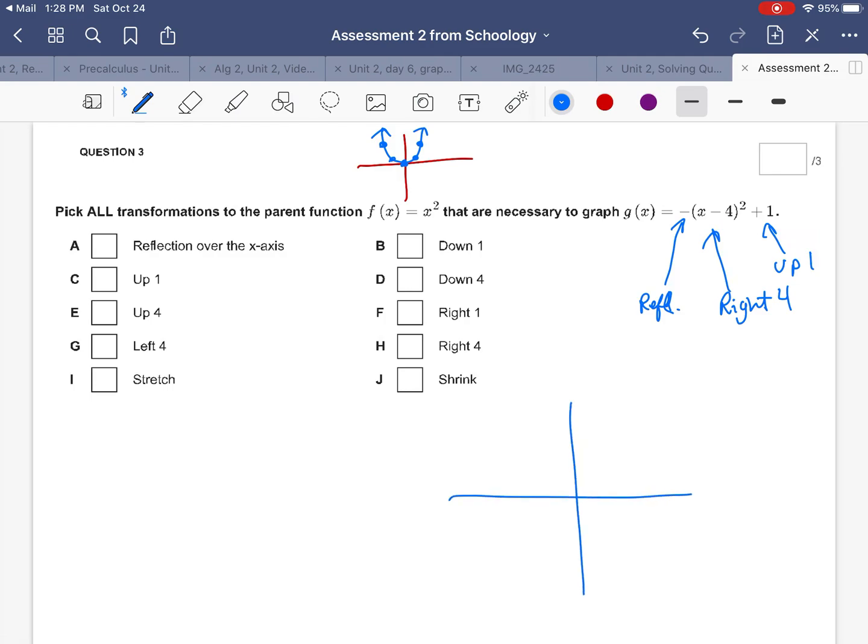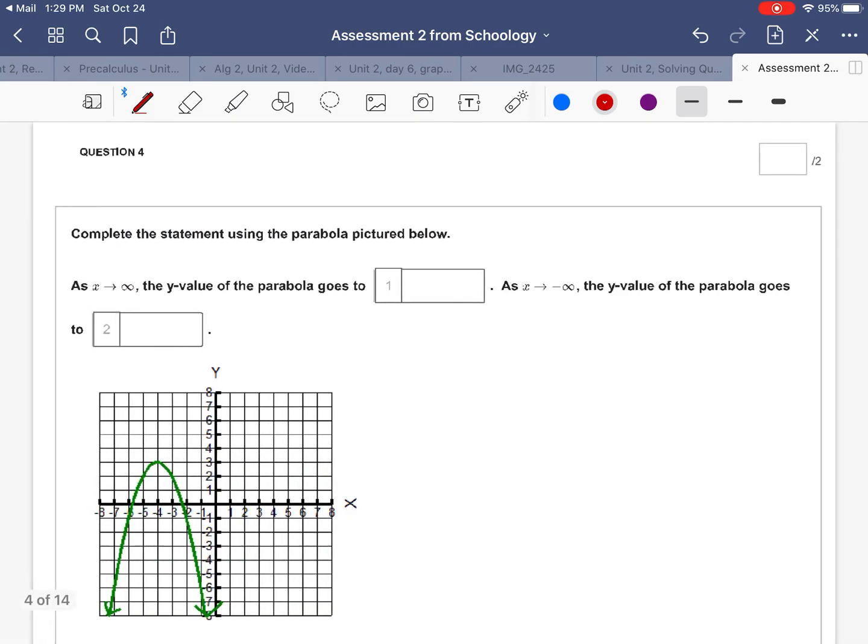But basically this new parabola is going to look like this. It's going to move right 4, and it's going to go up 1. So it's going to be right here. It's going to be upside down. But you're going to notice that it has the same shape as the original, so it doesn't stretch or shrink. All right, it just has these 3 things that happen to it.